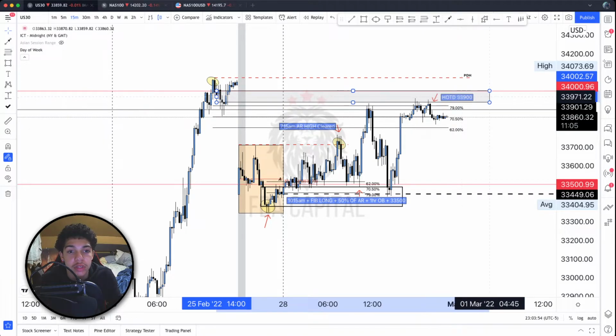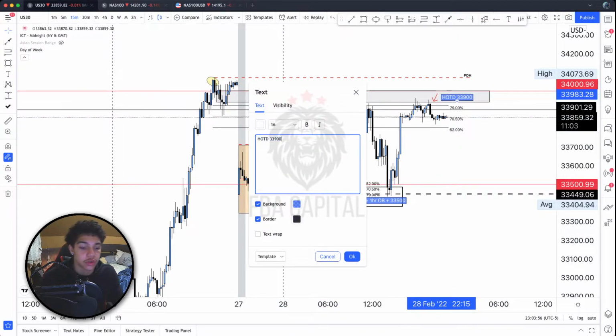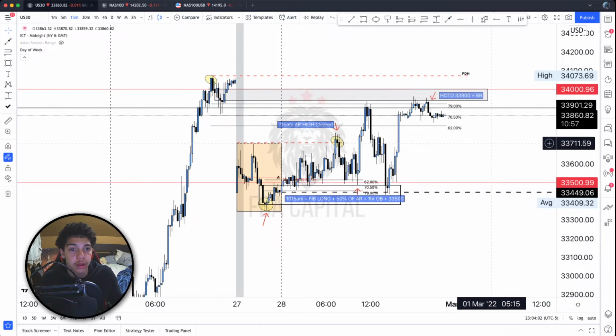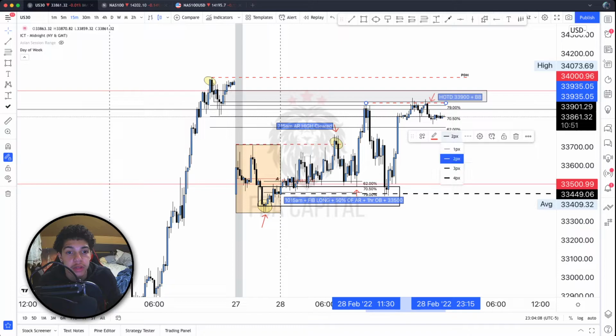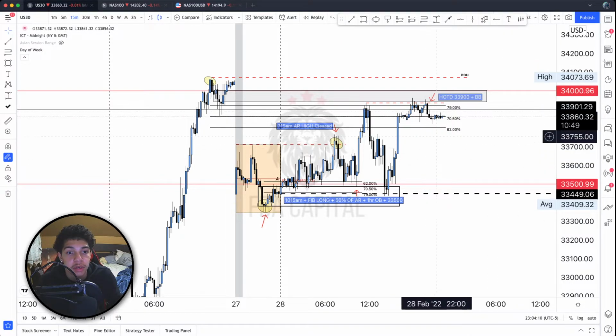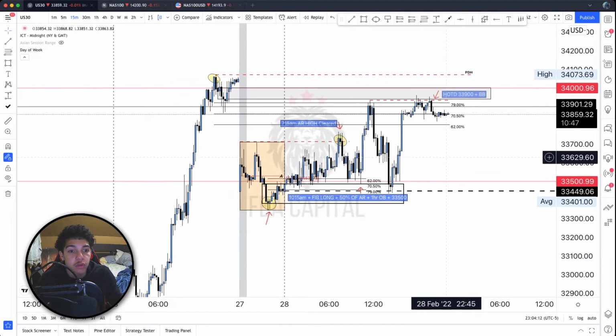So let's annotate that also. So we got 33,900 plus we had that breaker block rejection. Just like that. Plus BB, which is a breaker block. And that's where price tapped into, creating the high of the day after doing what? Clearing this high to the left. So we cleared that buy side liquidity and immediately kept going lower. So this is overall what happened today.